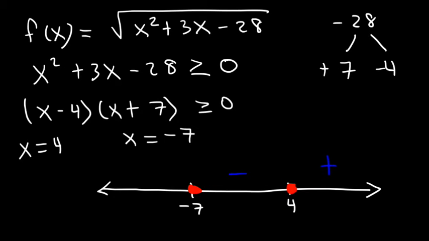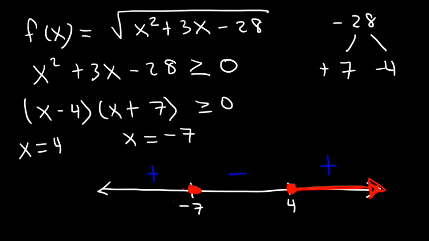Now let us take any number between minus infinity and minus 7. In that interval this one will become negative and this one will also become negative. So negative times negative will become positive. So now I need the product to be positive. Hence the intervals which are satisfying this condition are minus infinity to minus 7, and another one is 4 to infinity.